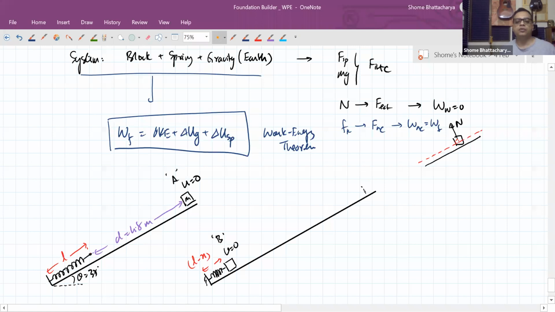Okay. So from position A, the displacement will be how much? The displacement of the block would have become D plus X. Okay. And it is given to us that X is equal to 20 centimeters when V is 0. That is the maximum compression state. So for the maximum compression state, this is becoming 4.8 plus 0.2, which is 5 meters.